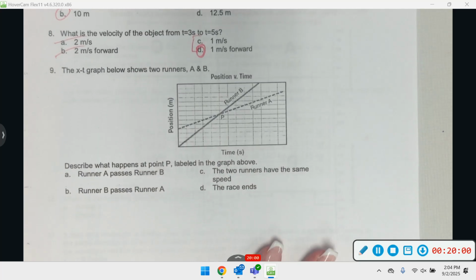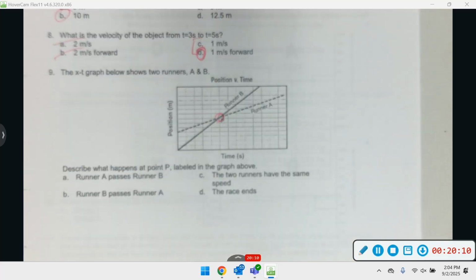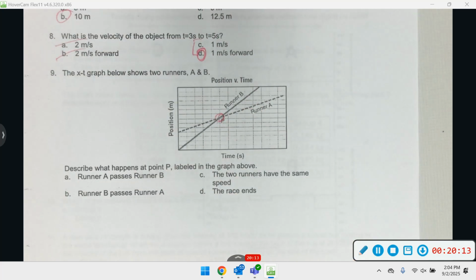Number 9. Number 9 says the XT graph below shows two runners A and B. Describe what happens at point P. Label on the graph above. This is point P right here. It's the intersection of the two lines.